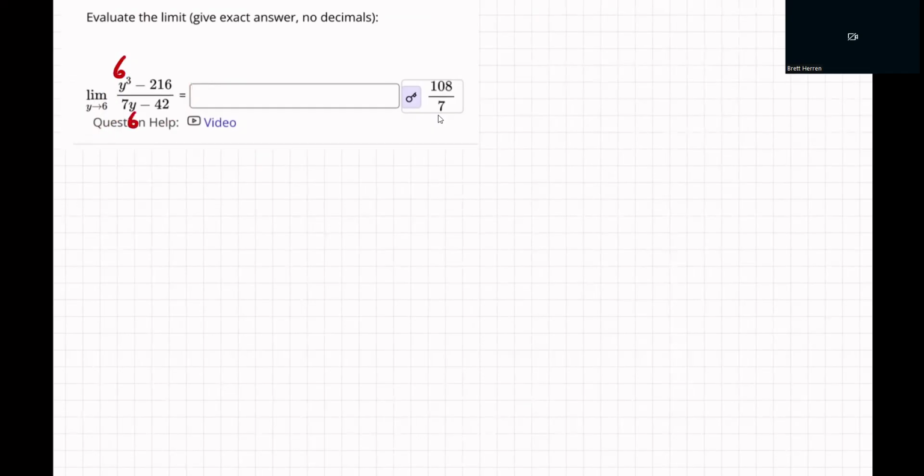If you just plug in the 6 from the beginning, you'll get 6 cubed, which is 216. Calculator will tell you. And this is 7 times 6, which is 42, minus 42. So look, I'm getting 0 over 0. What does that mean? 0 over 0 is unclear. Whenever you get 0 over 0, that means you need to try something else because it's unclear.